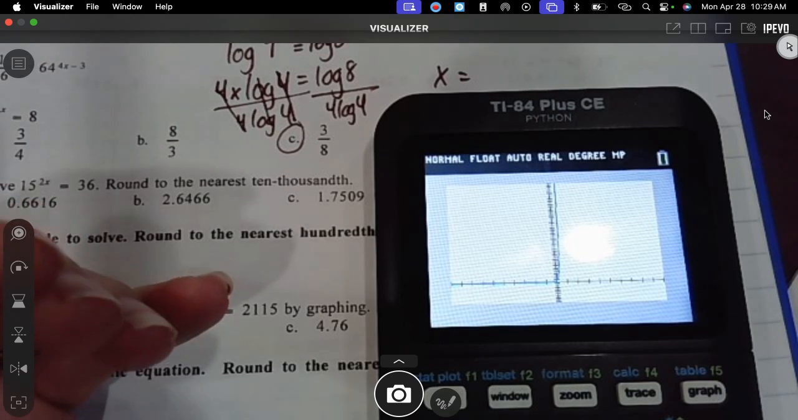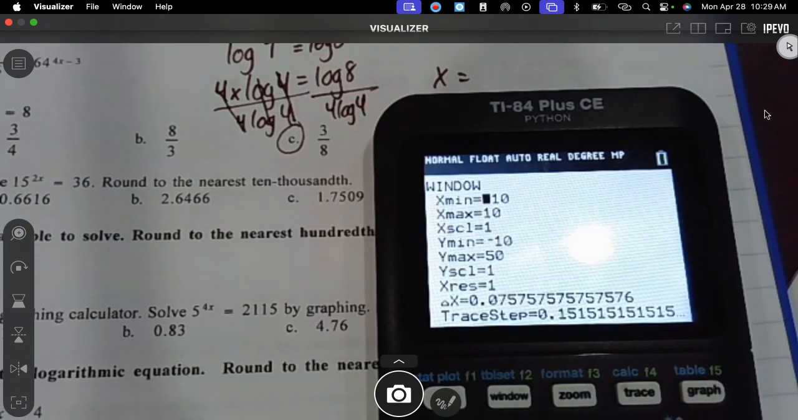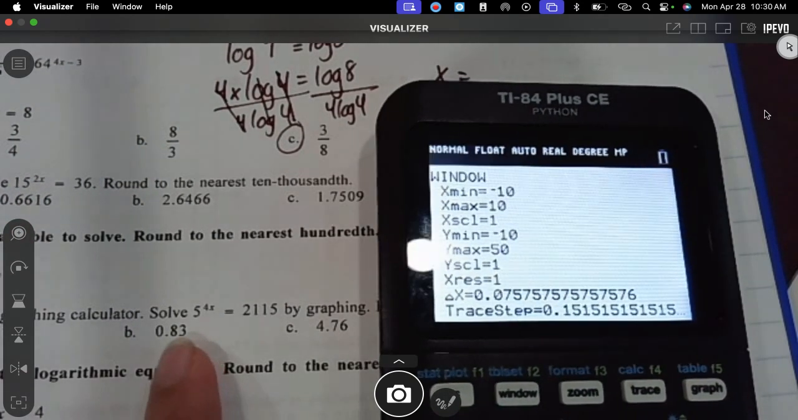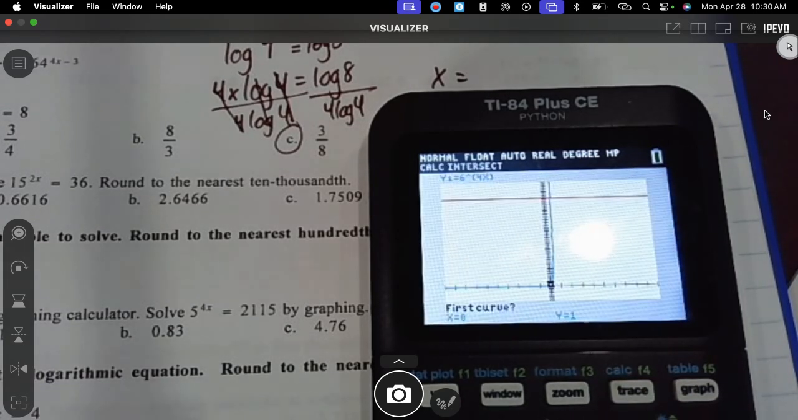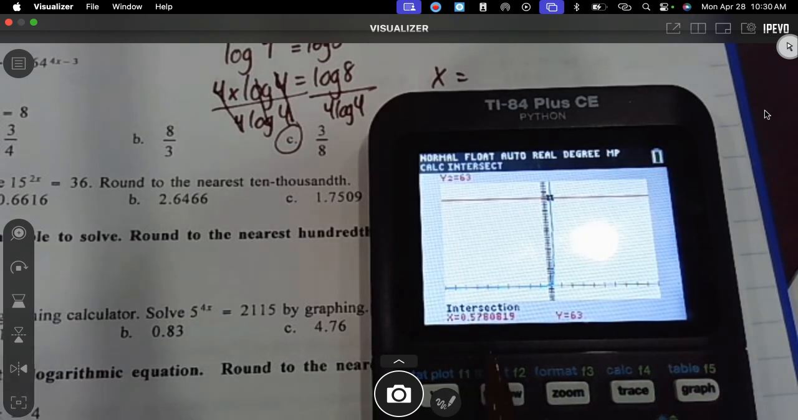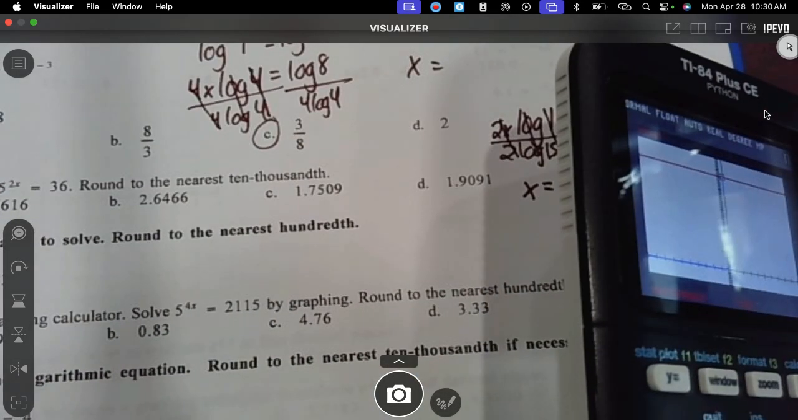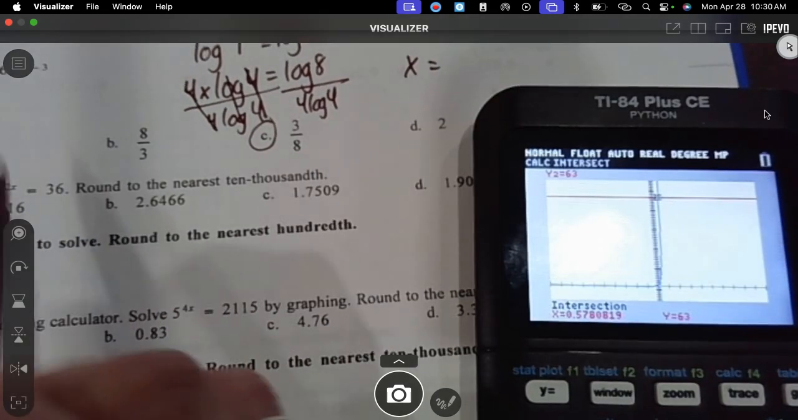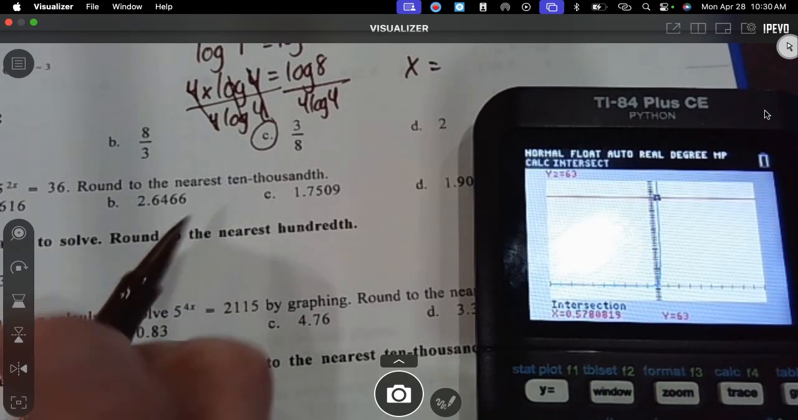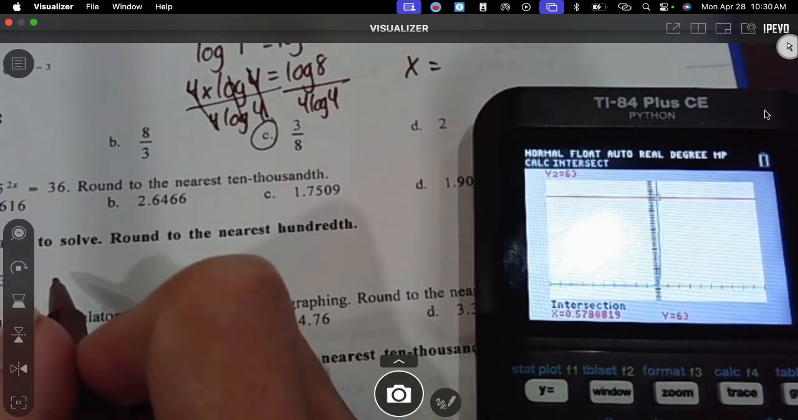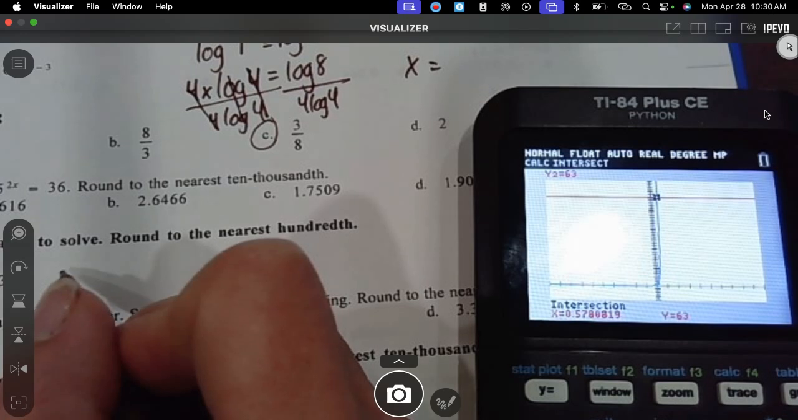I didn't go high enough again, so I go to my window, and it's 63, so let me go to 75. There it is. So second trace, number 5, enter, enter, enter. And it is 0.57. What is it? It doesn't tell me. Oh, round to the nearest hundredth. So 0.578. That's not the nearest hundredth. 0.58 is what I meant to say.